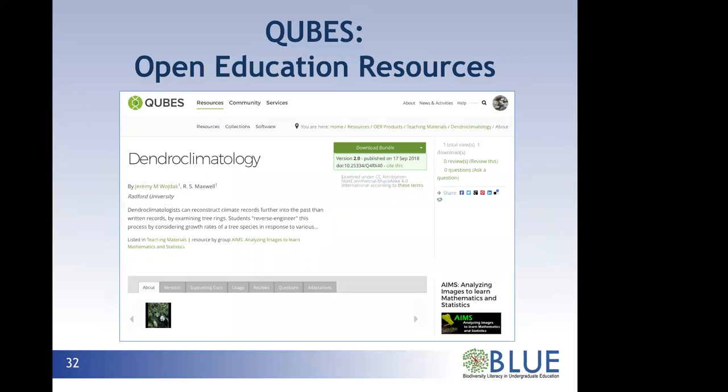So BLUE has an interface on the QUBEShub, but anyone can go to the site and load up materials, and they have a sort of framework for doing this. If you have a module, whether your module is 5 minutes or a 3-hour lab, there's a format to load that up, and once you load it up on that site, you'll be able to monitor views and downloads. You will also get a DOI number so that you can track that.